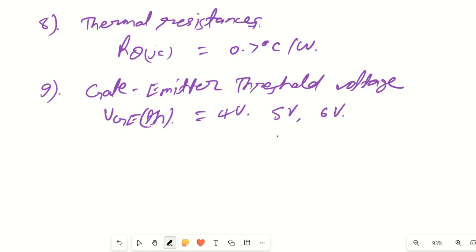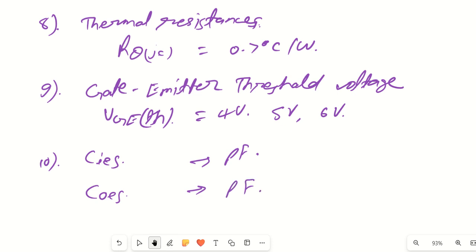Then, as we have already talked about, the collector and emitter saturation voltage is around 1.5 volt or something. So that's not a problem. Some other parameters are input capacitances and output capacitances. Input capacitance, CIES, can be in the form of picofarads. Then output capacitance, COES, is also in picofarad, or it can go into nanofarads as well.